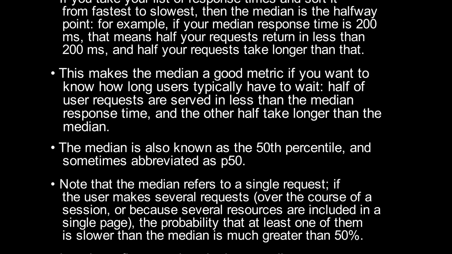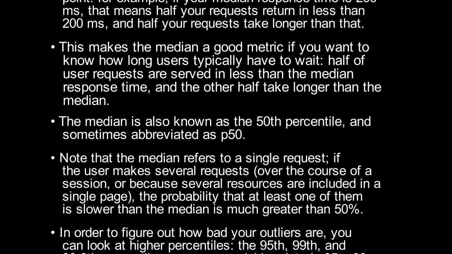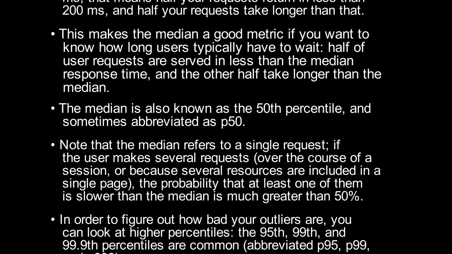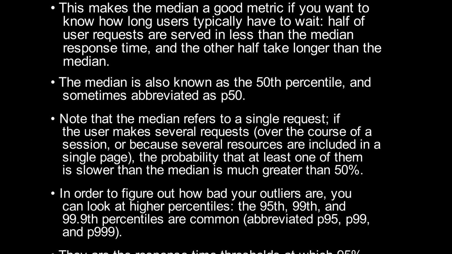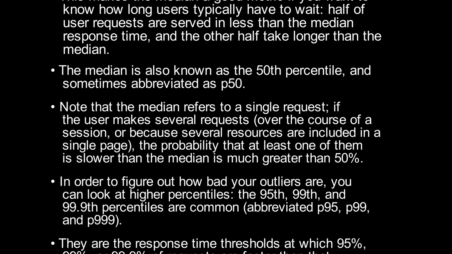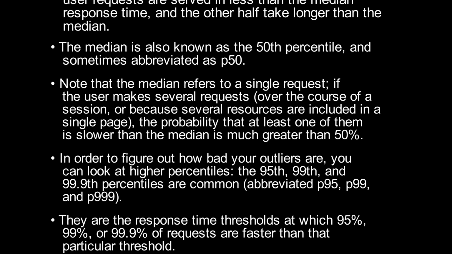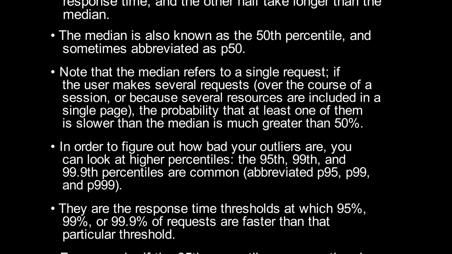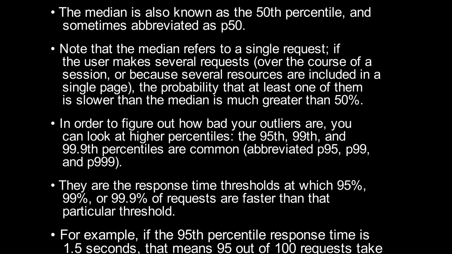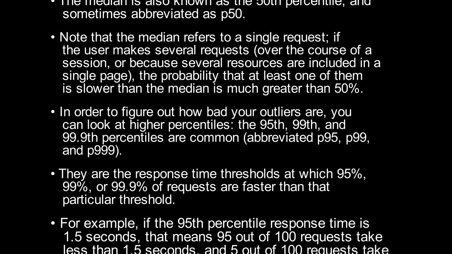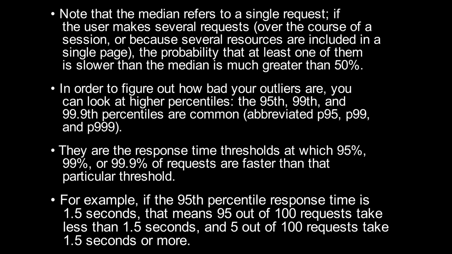Note that the median refers to a single request. If the user makes several requests over the course of a session, or because several resources are included in a single page, the probability that at least one of them is slower than the median is much greater than 50%. In order to figure out how bad your outliers are, you can look at higher percentiles. The 95th, 99th, and 99.9th percentiles are common, abbreviated P95, P99, and P999. They are the response time thresholds at which 95%, 99%, or 99.9% of requests are faster than that particular threshold.